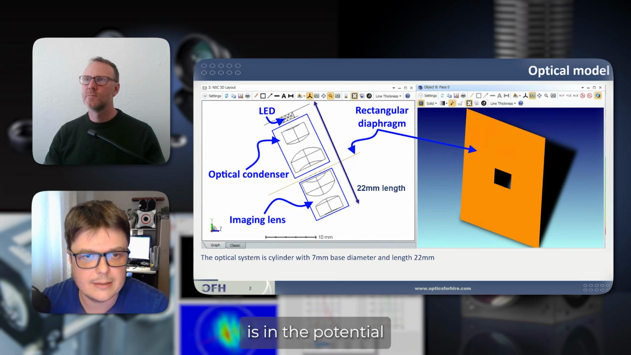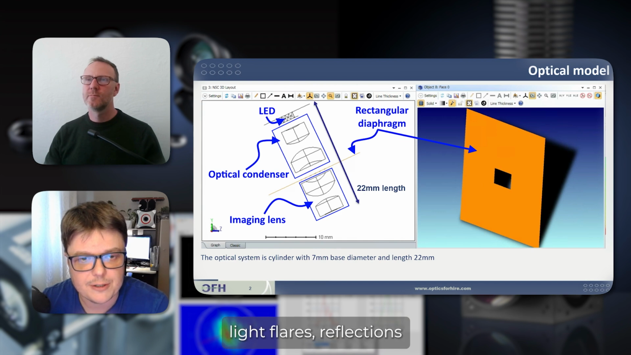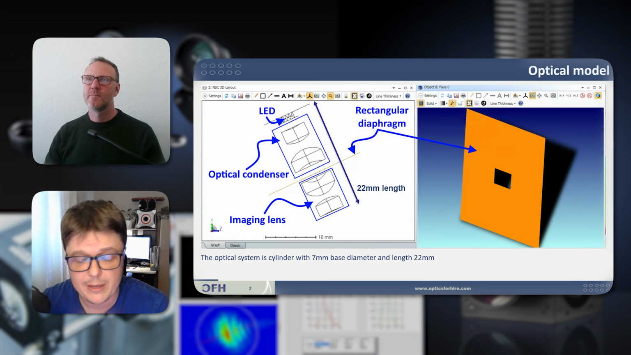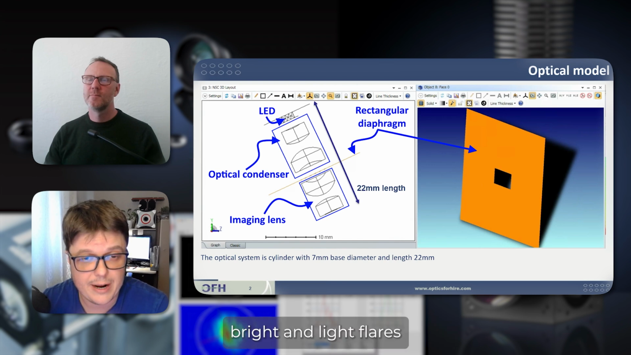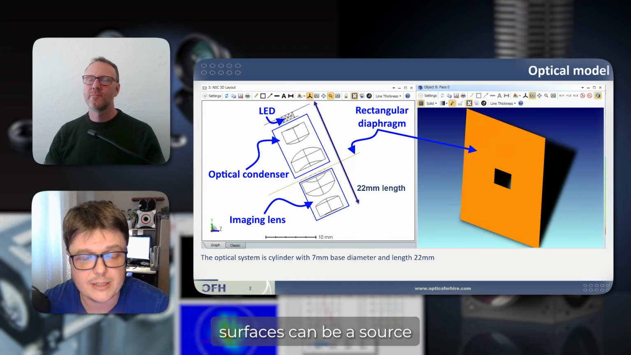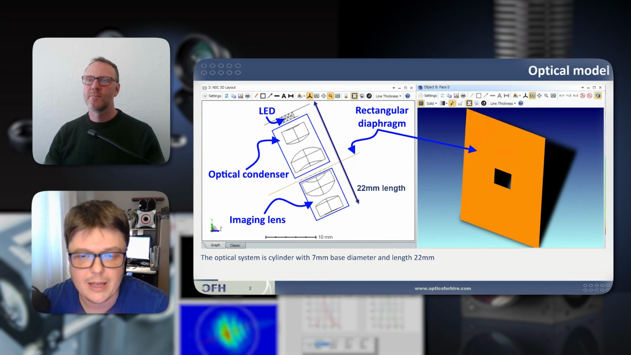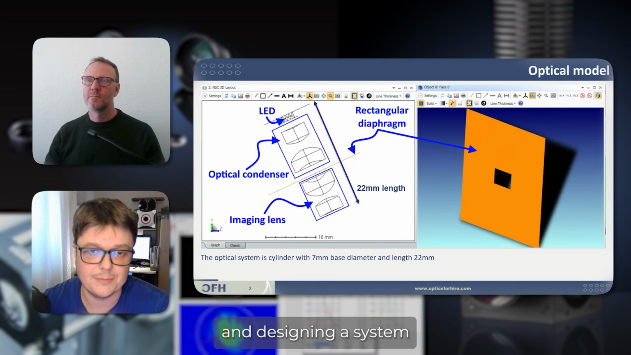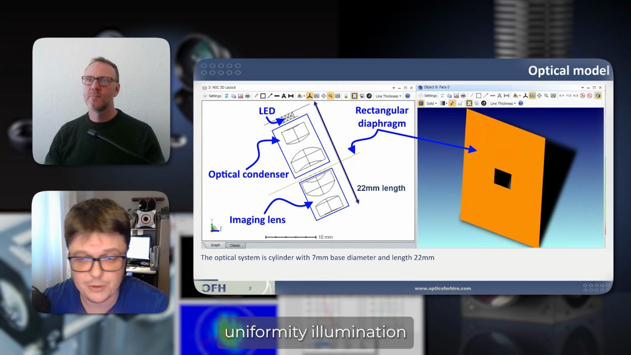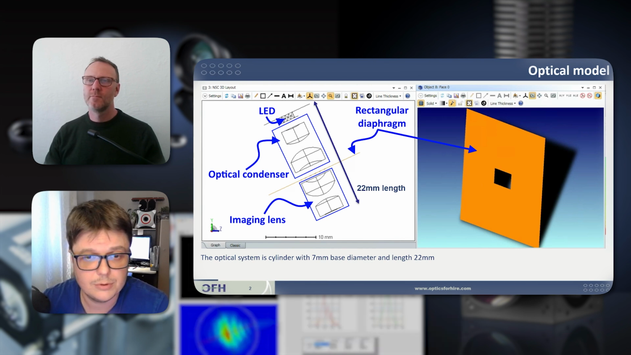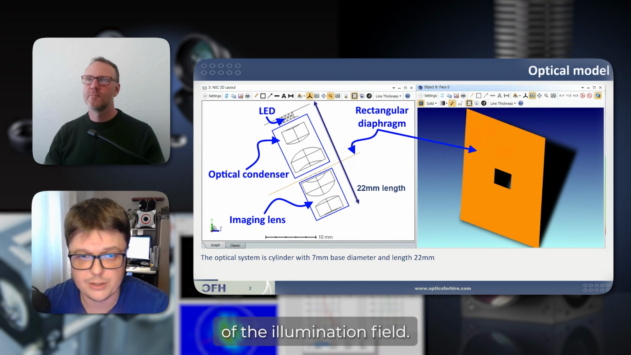The deal is in the potential light flares, reflections that can be seen in such systems. The LED is bright, and light flares and some reflections from the optical surfaces can be a source of the bright spots in the field. And in case we are exploring and designing a system that should provide a high uniformity illumination field, we use NSC mode for the simulation of the illumination field.